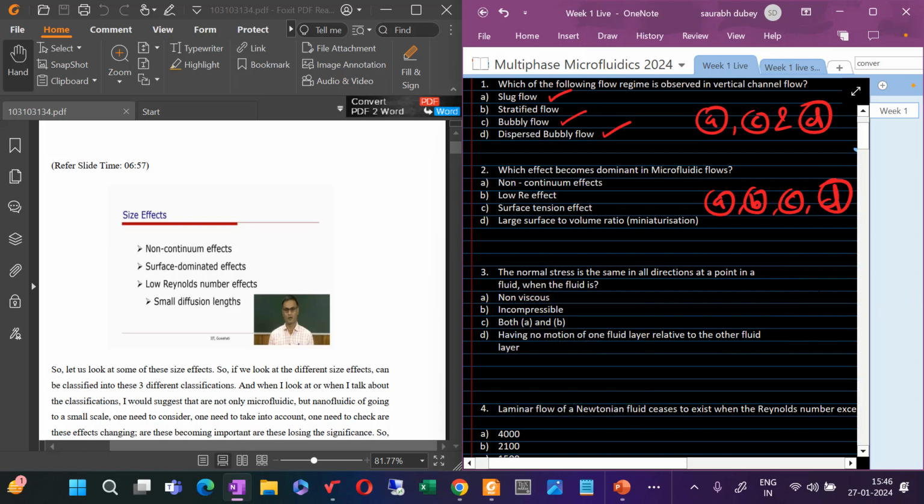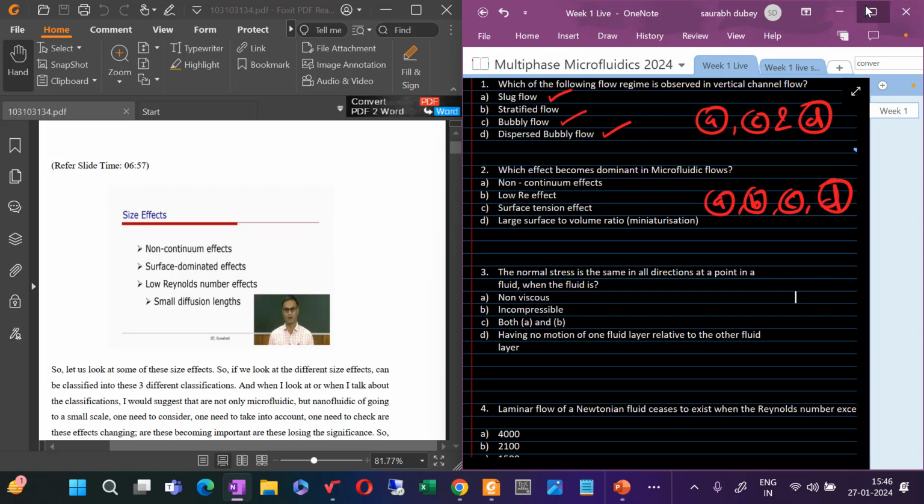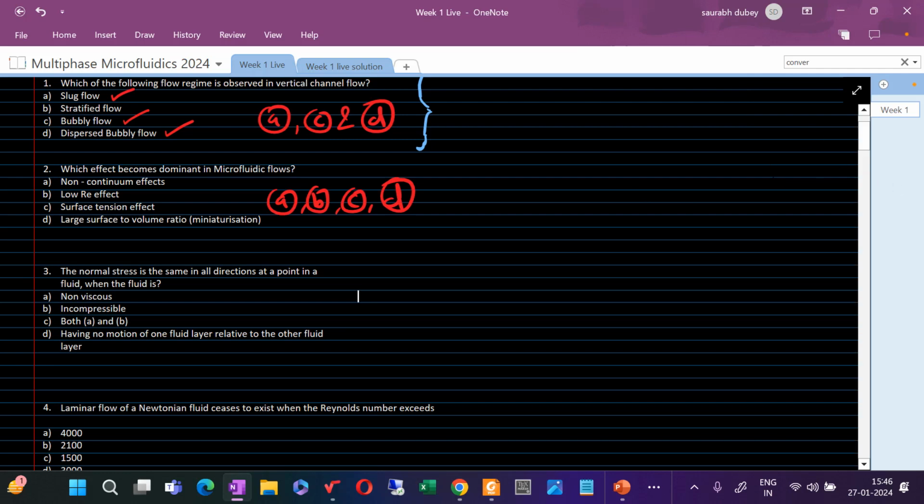Okay, so the normal stress is the same in all directions at a point in a fluid when the fluid is: non-viscous, incompressible, both A and B, or having no motion of one fluid layer relative to the other fluid layer. Stress is the same in all directions.